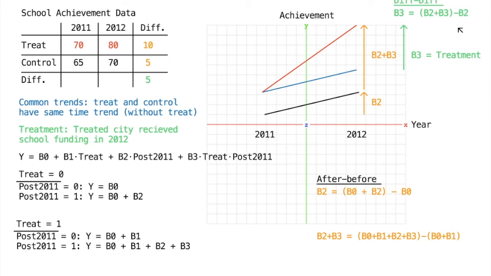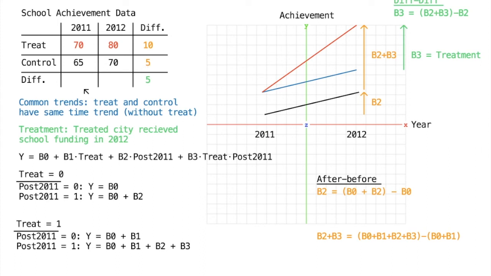Now you can see why this estimator is called the difference in difference estimator, because it involves this double differencing idea. In our example, the difference in difference estimate is 5 points. This estimate says that the school achievement in the treated city increased by 5 points over time relative to the control cities that did not receive any school funding.